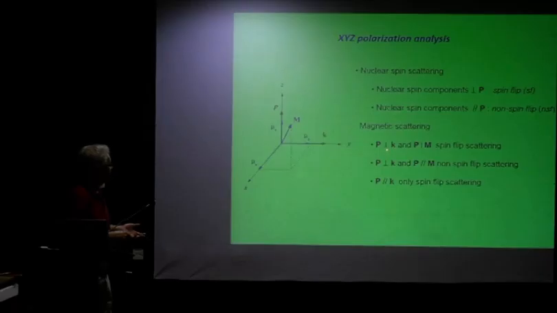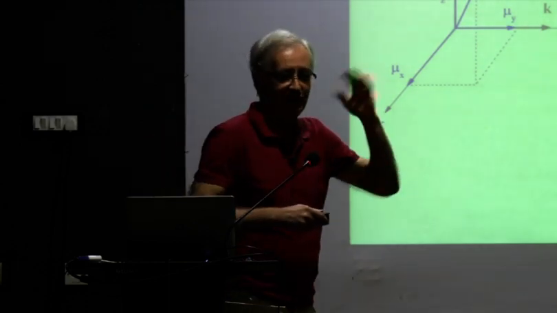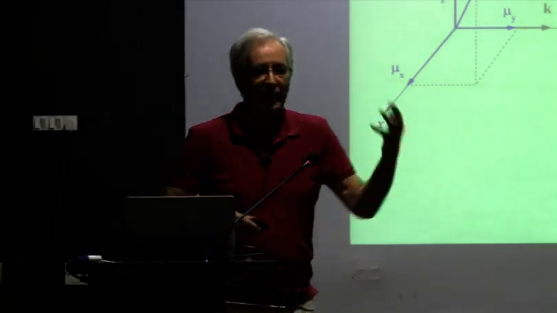If you look at any one of these examples, you have the condition where your P is perpendicular to K and P is perpendicular to M. So in this case, mu x and mu y will give you spin flip scattering, and mu z will give you non-spin flip scattering. Now you can rotate the polarization so that it is along K, and if it's along K, then all these give you only spin flip scattering. Okay, so much for spin flip and non-spin flip. You have spin flip and non-spin flip, and you have flipping ratio.